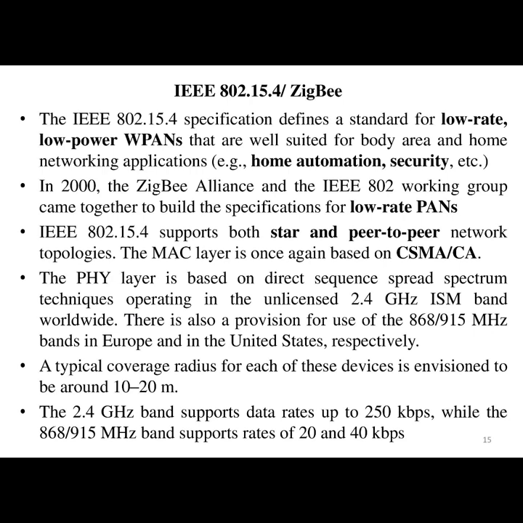The physical layer is based on direct sequence spread spectrum technique, operating in the unlicensed 2.4 GHz ISM band worldwide. There is also a provision for use of the 868/915 MHz bands in Europe and in the United States respectively. A typical coverage radius for each of these devices is envisioned to be around 10 to 20 meters. The 2.4 GHz band supports data rates up to 250 kilobits per second.